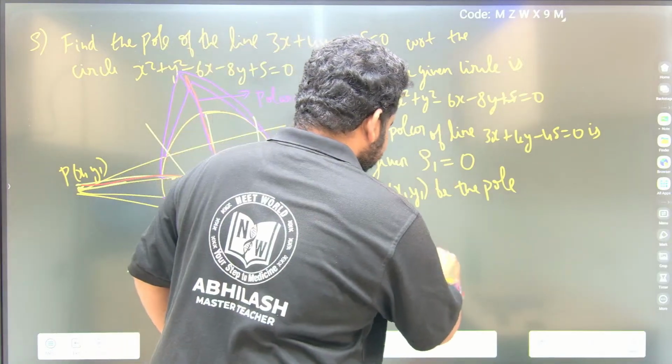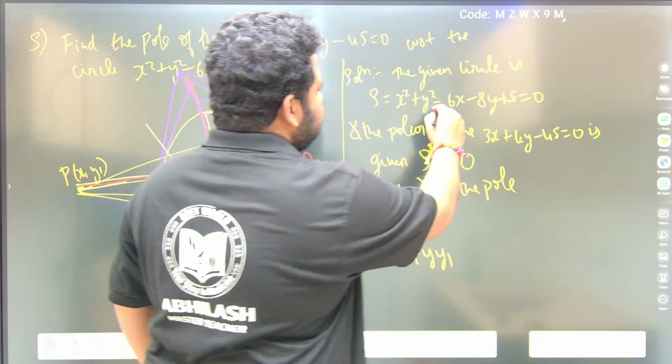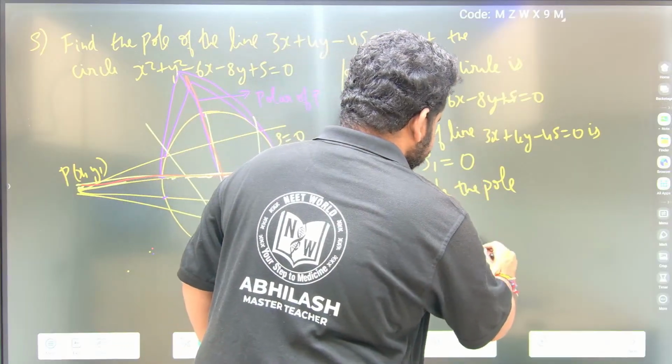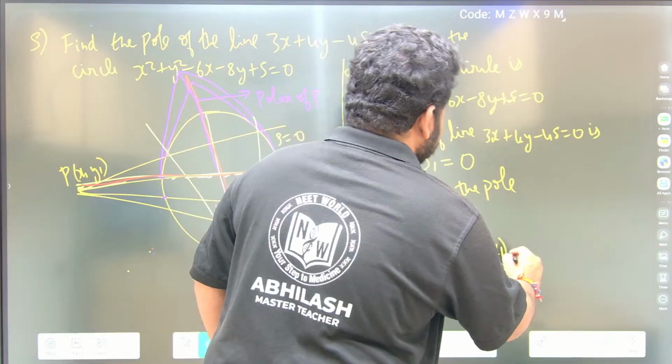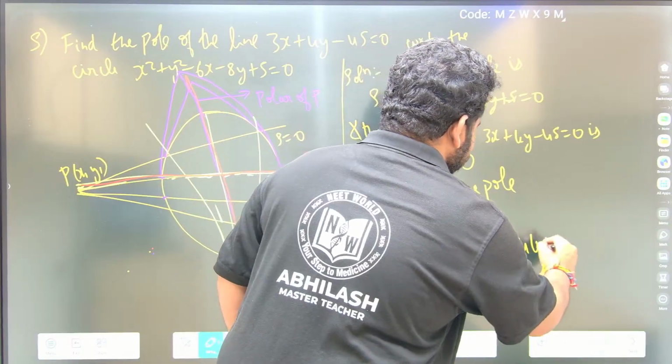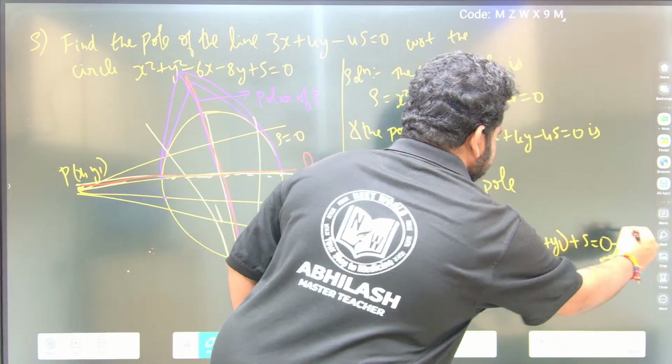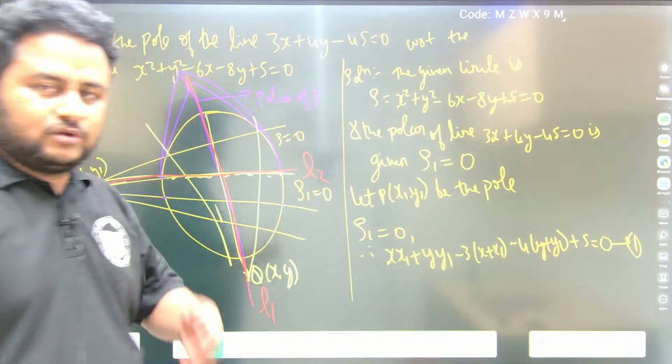Okay, y into y1. Here (x plus x1) by 2. So that means minus 3 into (x plus x1), minus 4 into (y plus y1), plus 5 is equal to 0. Let this be equation 1.